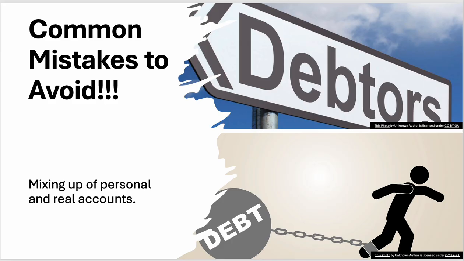Let's look at some of the common mistakes which we need to avoid. A very common mistake is mixing up personal and real accounts, especially when dealing with debtors and creditors. Make sure to clearly identify the account type before recording any transaction. Now, comment below whether debtors are real account or personal account.